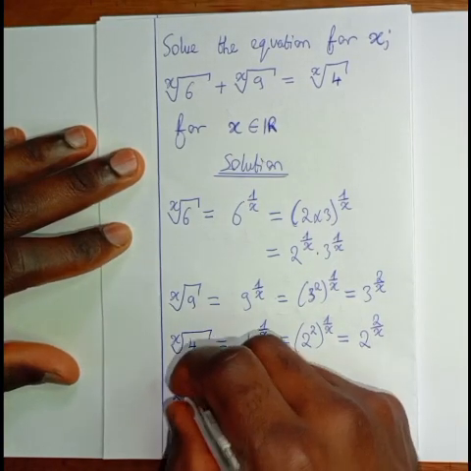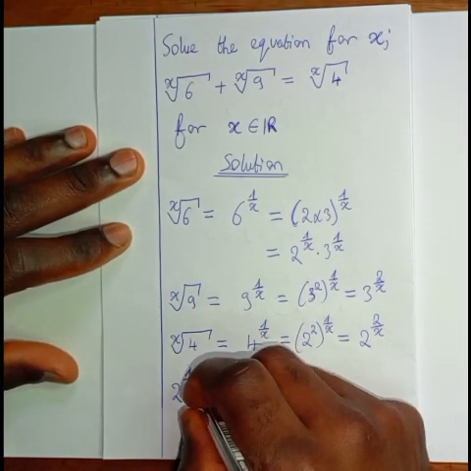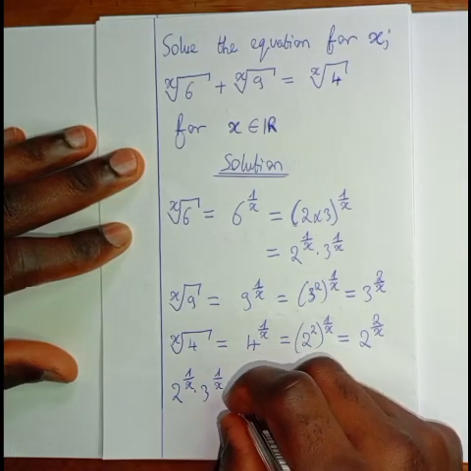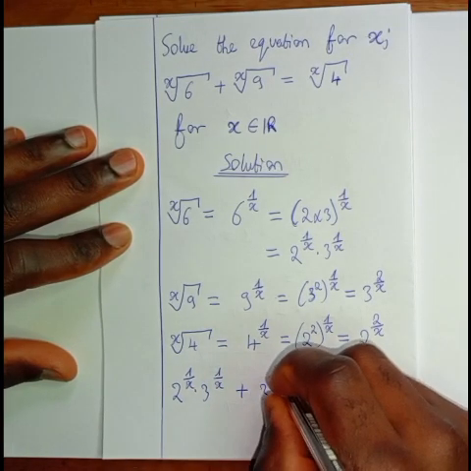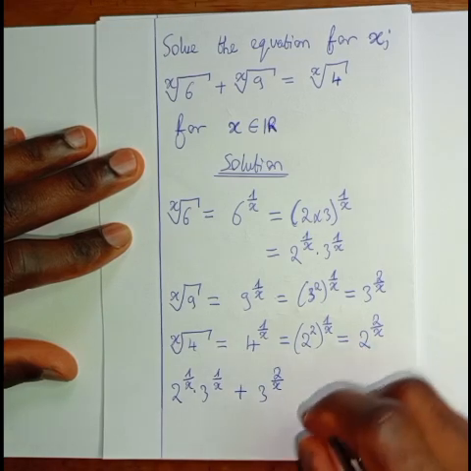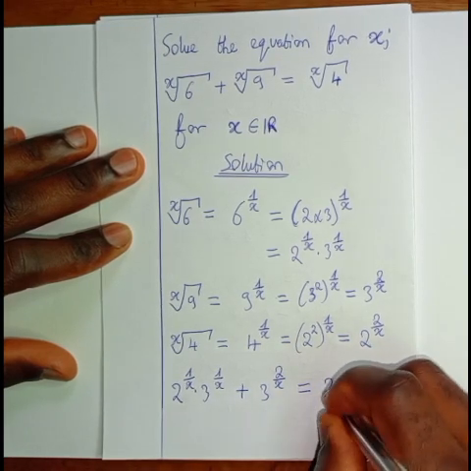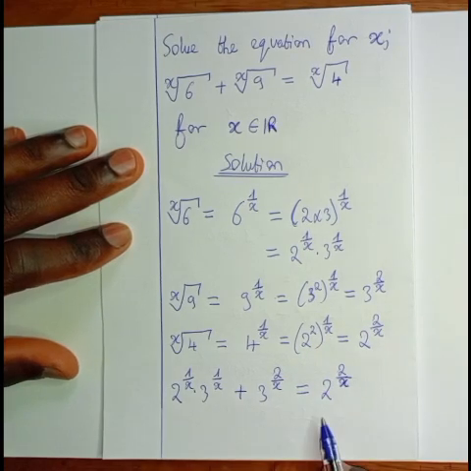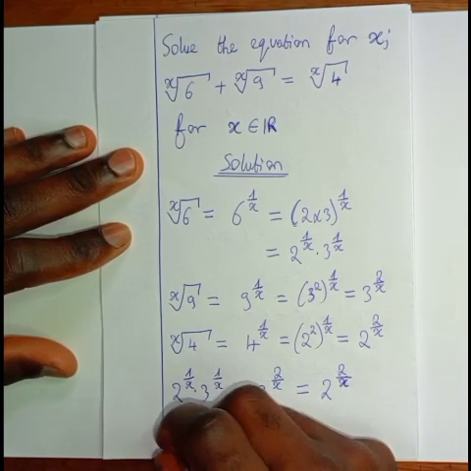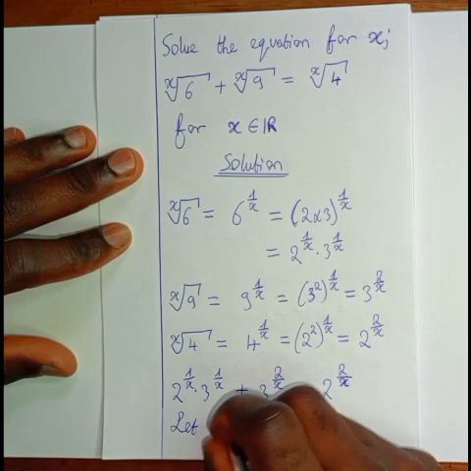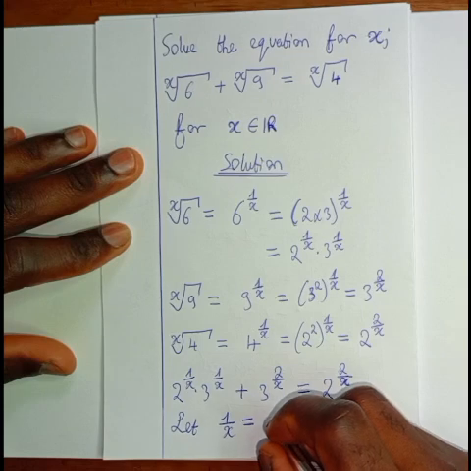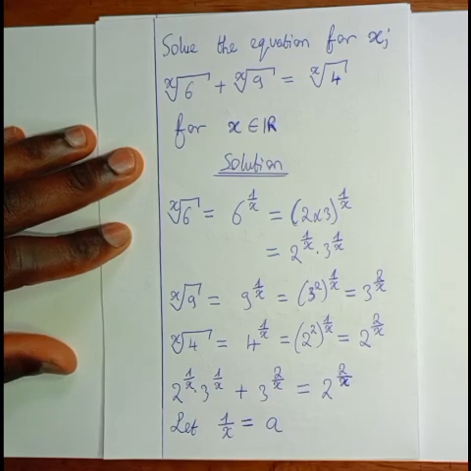This will give us 2 raised to the power 1 over x times 3 raised to the power 1 over x plus 3 raised to the power 2 over x is equal to 2 raised to the power 2 over x. For us to avoid confusion, we are going to let 1 over x be equal to e. That means we are going to insert e here.